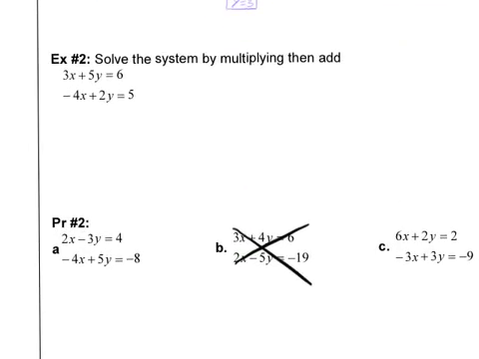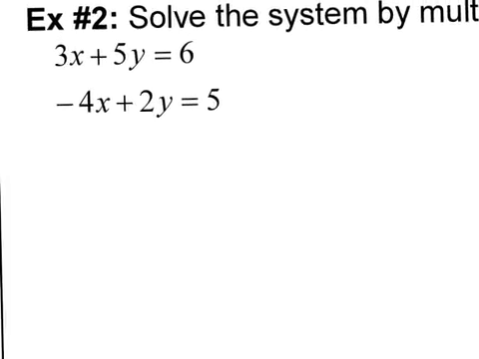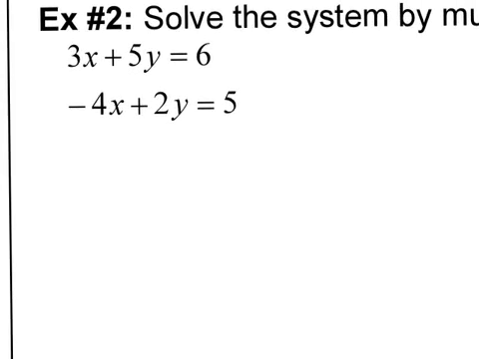Now let's go on to example number 2. Notice in example number 2, we don't have one that just automatically cancels out. If I was to add this straight down, I'd get negative x, it wouldn't cancel out. I'd get 7y, it wouldn't cancel out. So we need to do something to it first to get it to cancel out. So what we do is we multiply the whole equation by something to get it to cancel out.